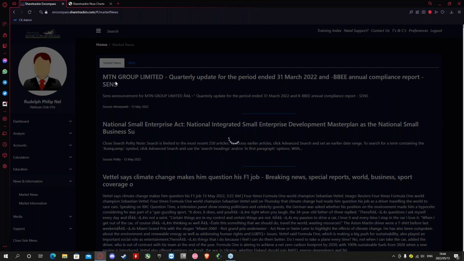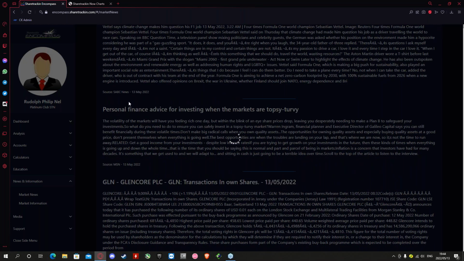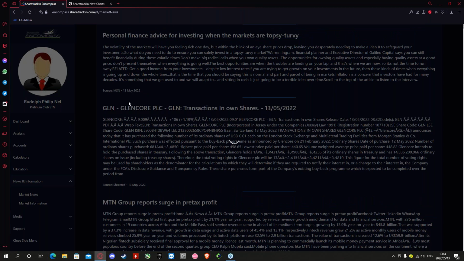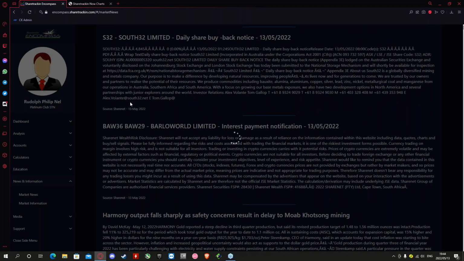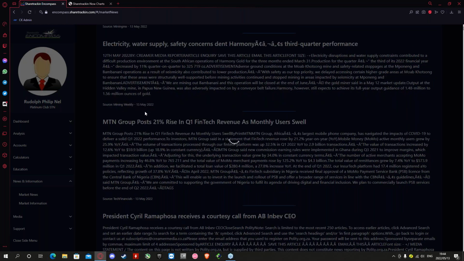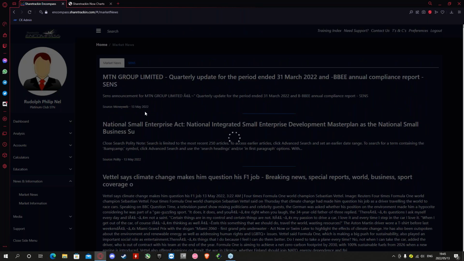It pulls it from a few sources like MoneyWeb, SABC News, MSM News, ShareNet, Tech Central, SA News. There's also the Mining Weekly, Tech Financial. So this basically pulls it from all around the country, and it gives you the news on all the shares, so that you'll be updated at all times with what's currently happening in the markets. Okay, so the more you know, the better.